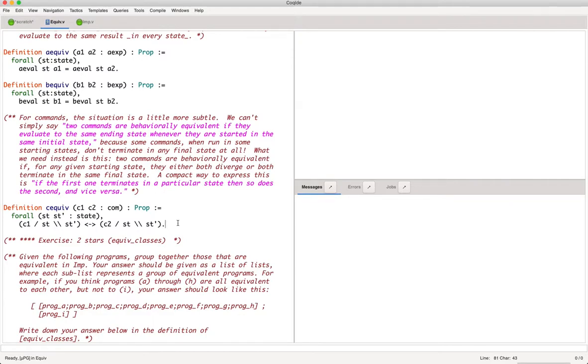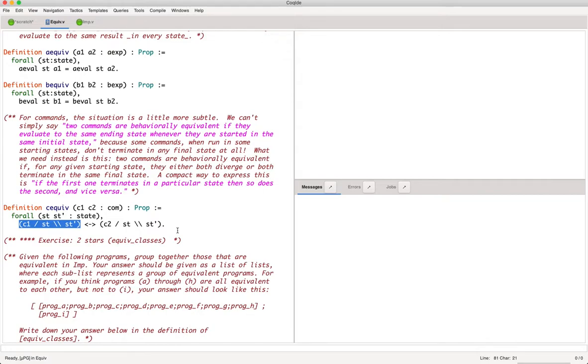Now it's important to think about what this means. It's not really quantified over every state, because only some of the states are such that if you run the command in that state, it will terminate in some other state. There may be some states where if you start the command in that state, it never terminates, and that's not covered by this definition, because this is a three-part relation. This relation is only talking about terminating evaluations.